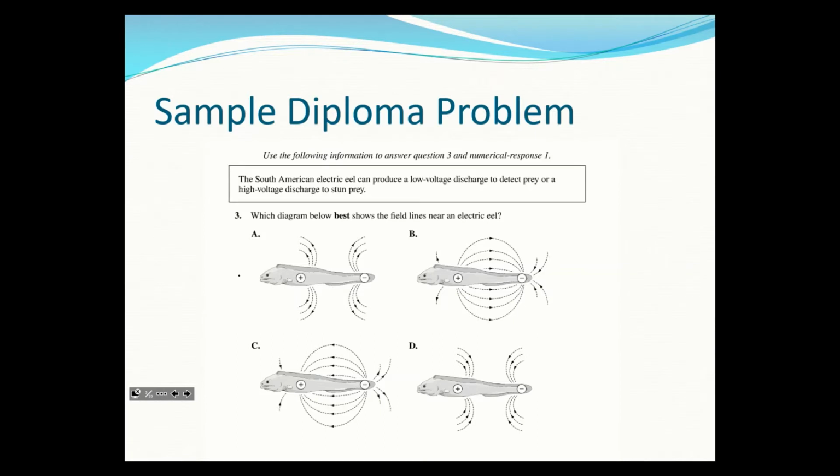And the South American electric eel can produce low voltage discharge to detect prey or high voltage discharge to stun prey. So if we want to know the electric field lines around the eel, we'd have to look at what a positive charge would do, and it would go from positive to negative like that. So B would be the correct answer.